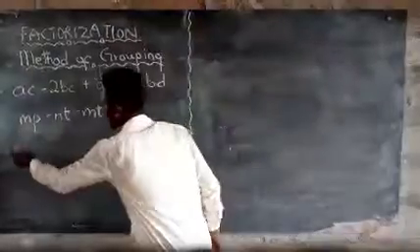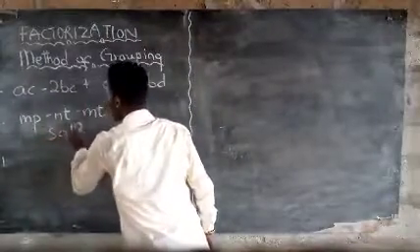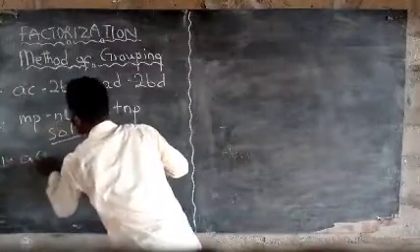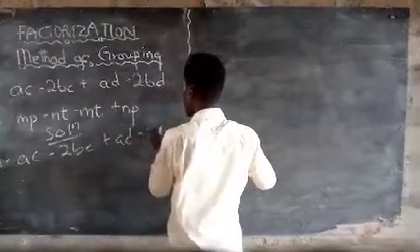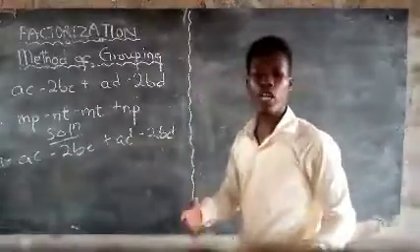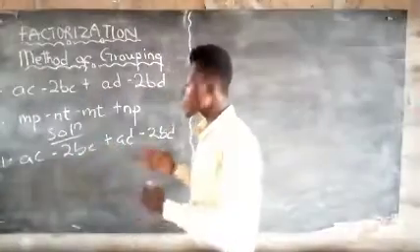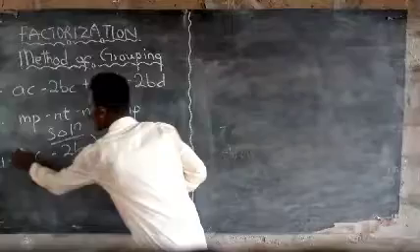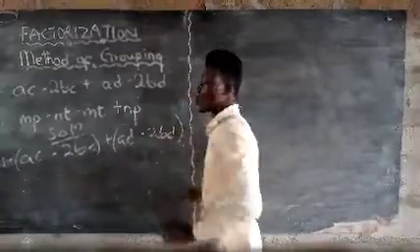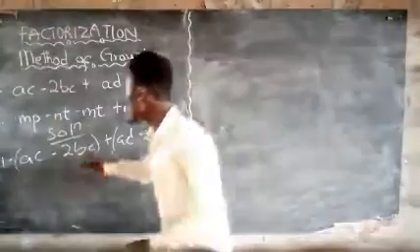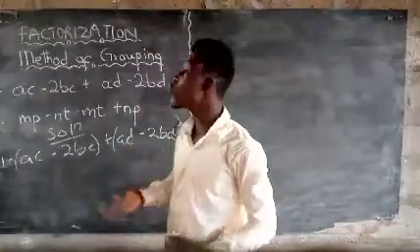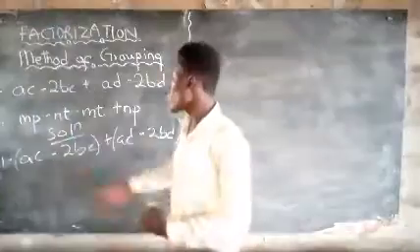Taking the first question and solving it, we have AC minus 2BC plus AD minus 2BD. Why do we call it method of grouping? When such questions are given to us, we group them into twos, this way. That is why we call it method of grouping. After grouping them into twos, we use the method of common factors to factorize.